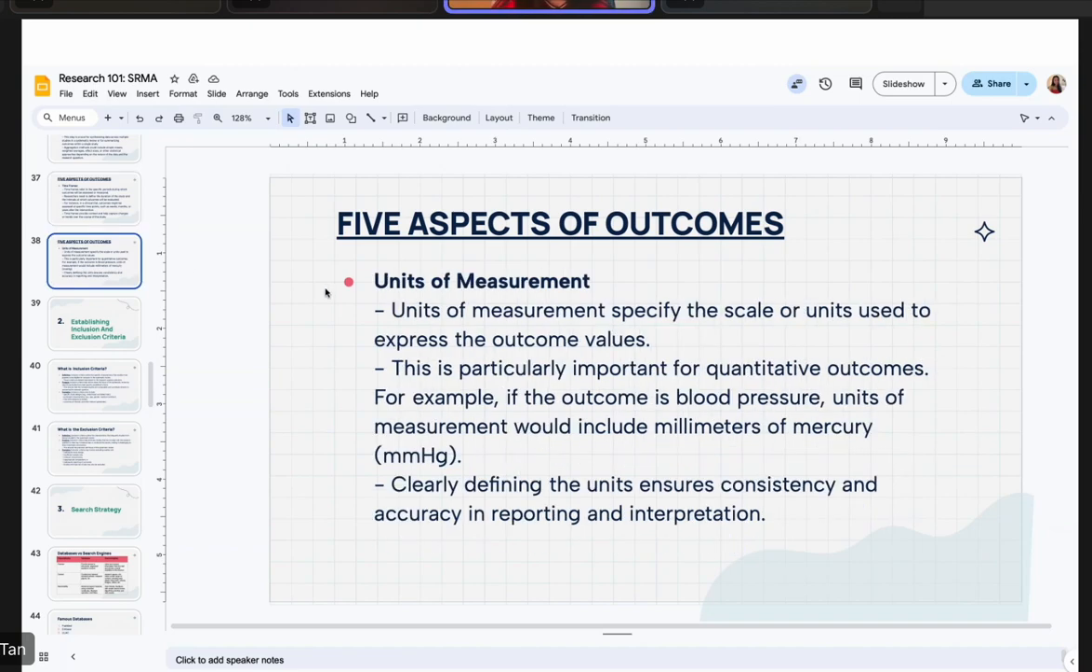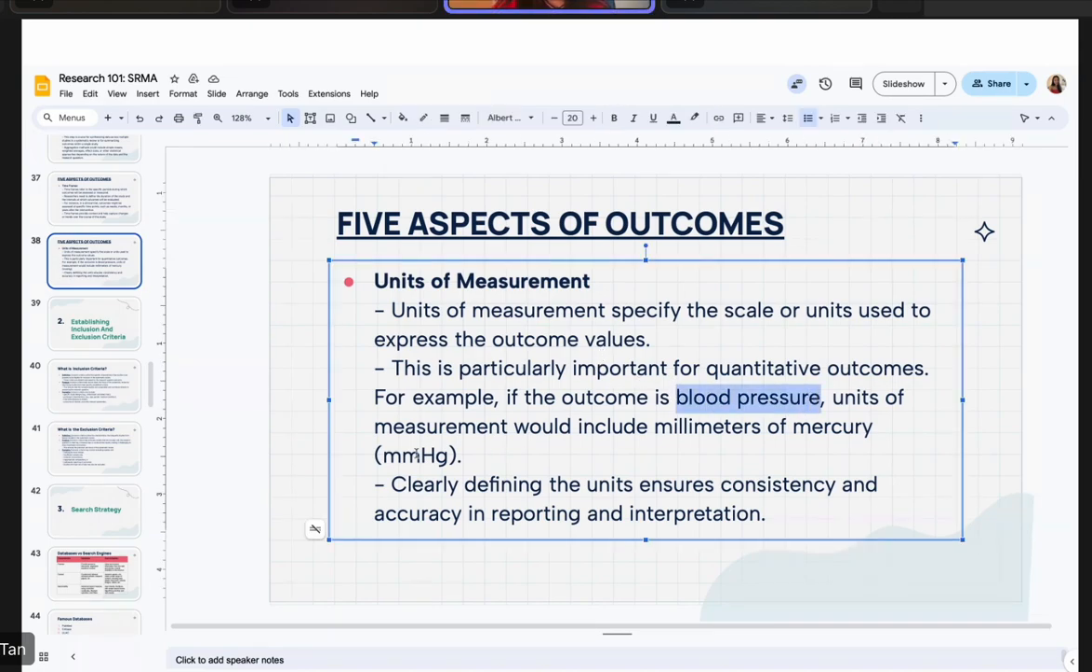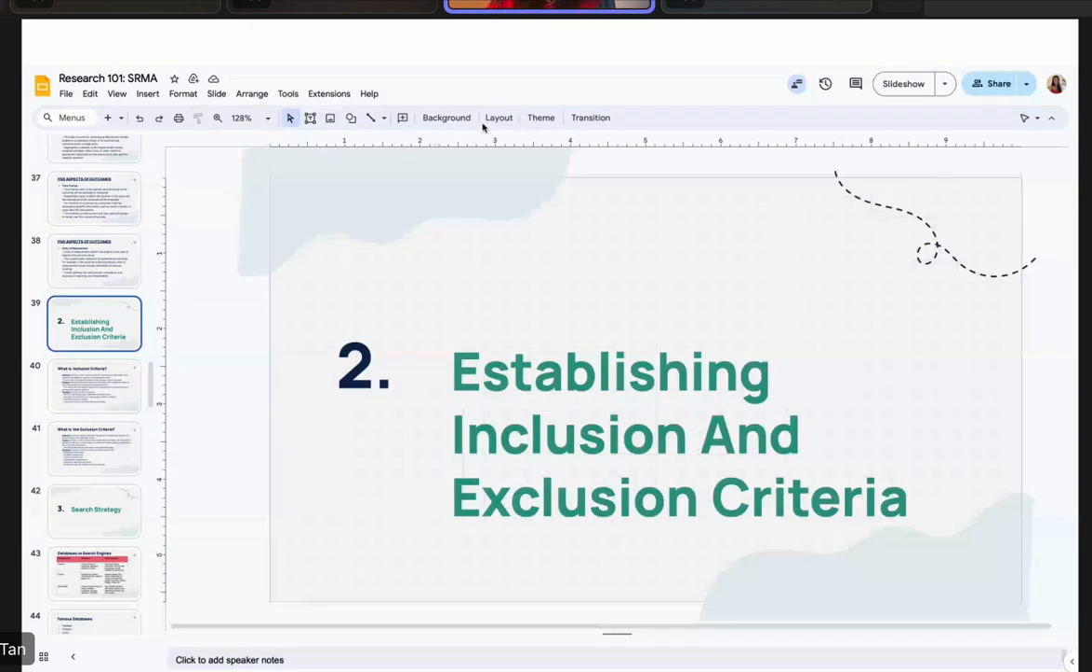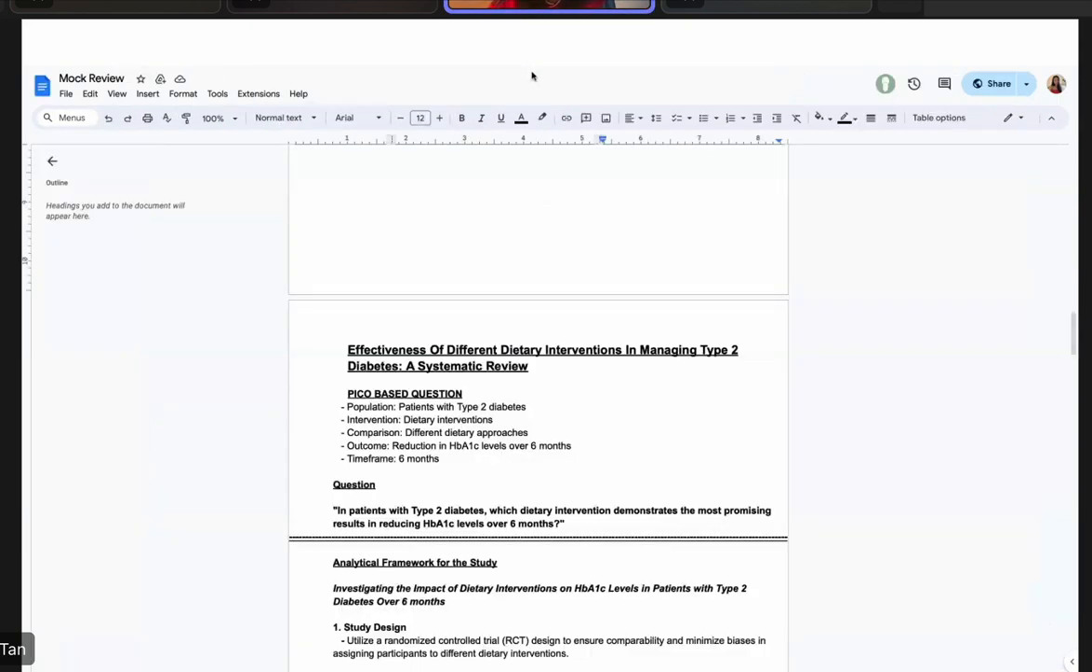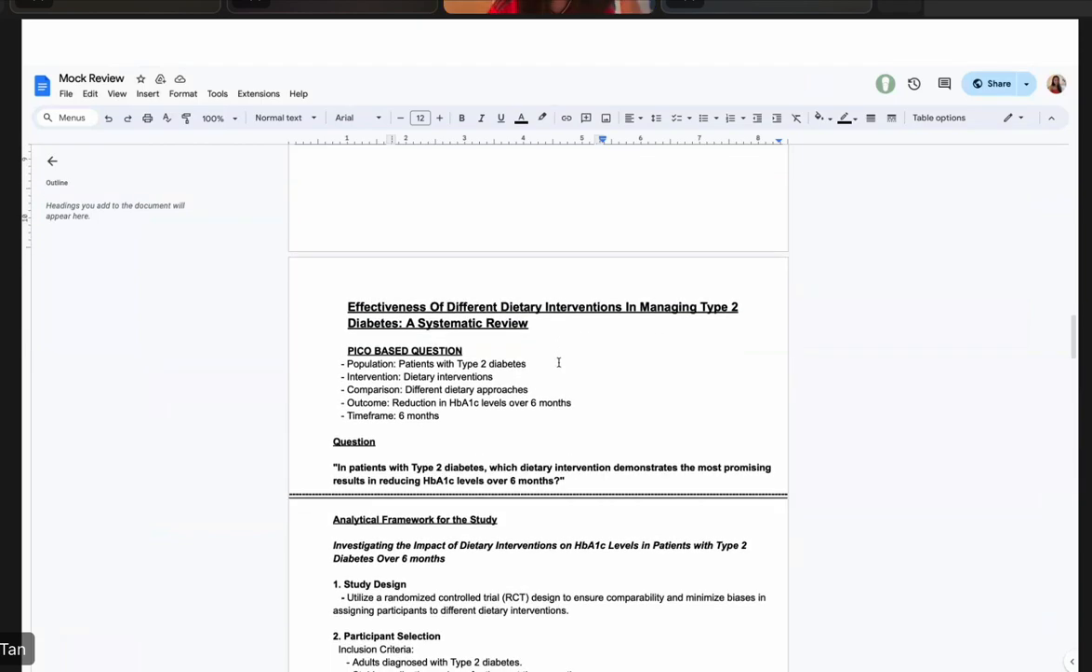Okay. And then you have your units of measurement. This is the most straightforward one. For example, if you use blood pressure, then you need to make sure that it's in mmHg. And if different studies use different units, then you need to convert them into one consistent unit that you will use throughout your review. This ensures consistency and accuracy. Okay. So for outcomes, I think we also have something on the mock review.